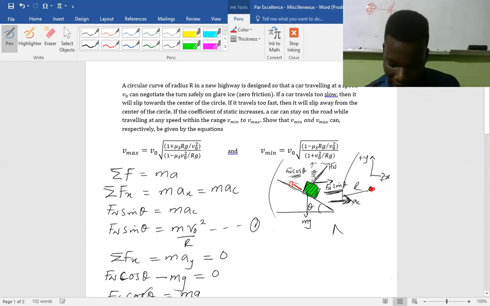Now, if the car is slipping away in this direction, it means the friction force is the opposing force. So the friction force will be in this direction. When you look at this friction force, it is also at an angle, which has to be resolved, and it shares the same banking angle, theta. So we have to resolve this friction force, and we see that we have the horizontal component and the vertical component like that. I believe you are seeing.